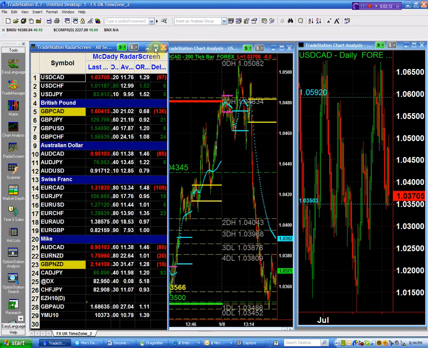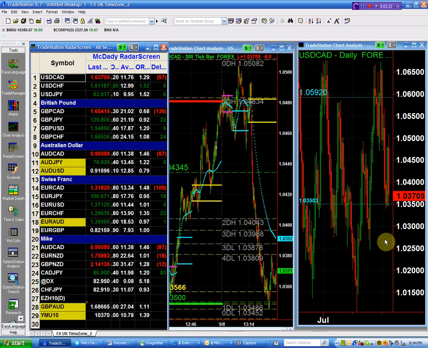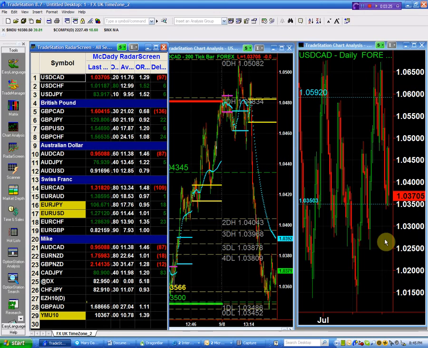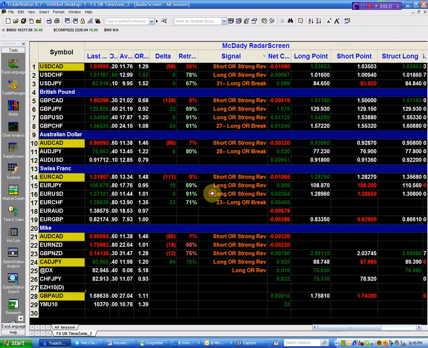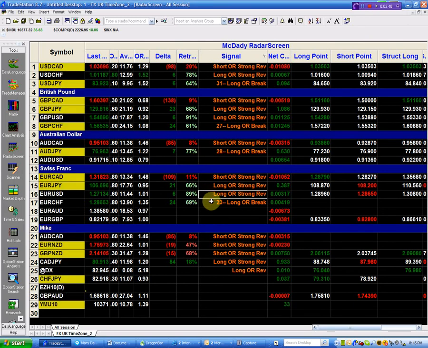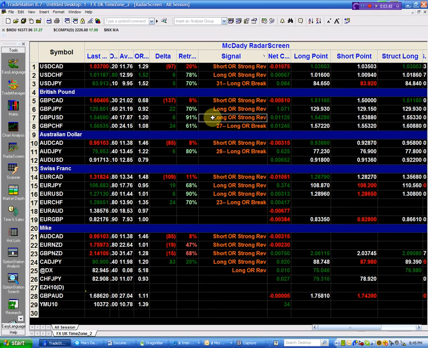So we have to be careful going into the Tokyo about the Canadian pairs in particular, because these moves are quite extended. Also, looking at trying to choose what other pairs we can be looking at, the euro dollar has reversed from the downside and it's moving higher. It's a long reversal, and the same thing with the pound dollar. They are also moving up.